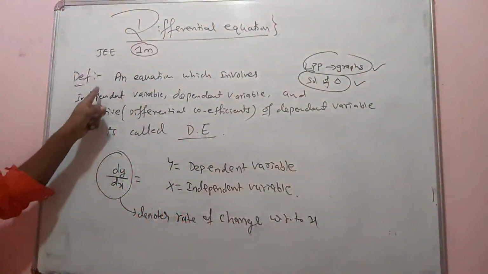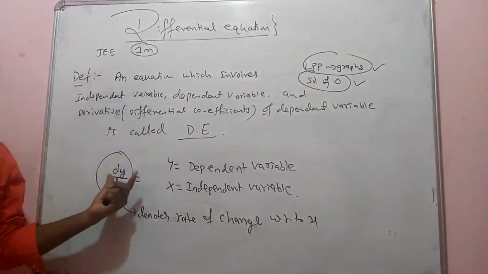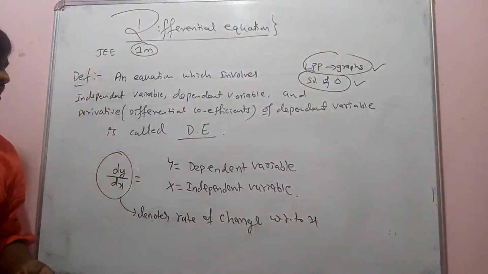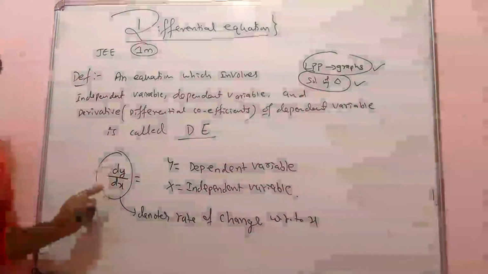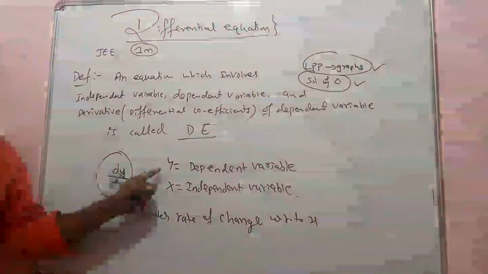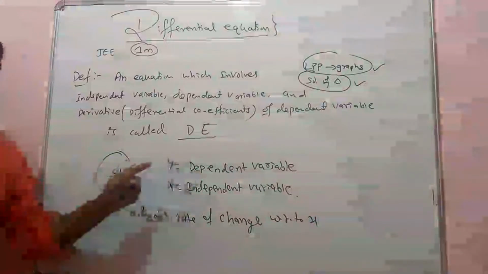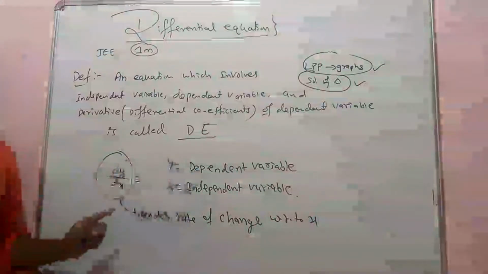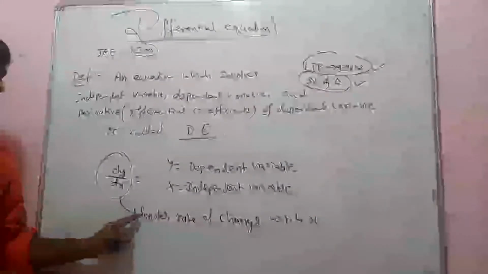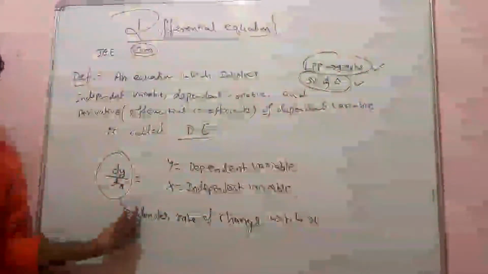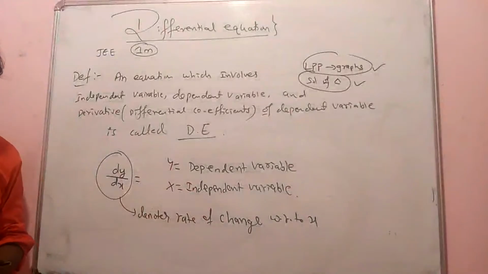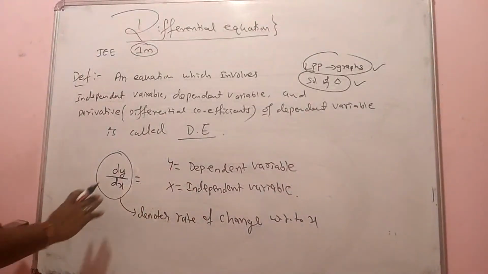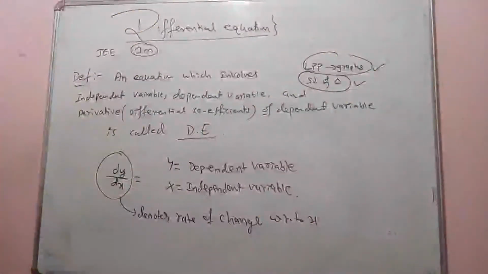Before the definition, I am explaining what a dependent variable and an independent variable are. You have often seen dy by dx. Here y is the dependent variable, x is the independent variable, and dy by dx denotes the rate of change of y with respect to x. I have said this many times, so I am recalling this point.